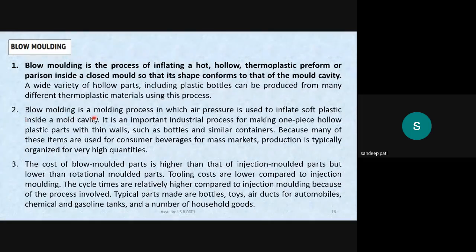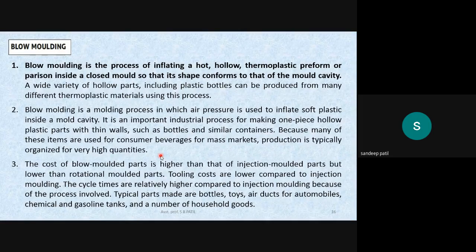Blow molding is a molding process in which air pressure is used to inflate soft plastic inside a mold cavity. It is an important industrial process for making one-piece hollow plastic parts with thin walls, such as bottles and similar containers. Because many of these items are used for consumer beverages for mass markets, production is typically organized for very high quantities.